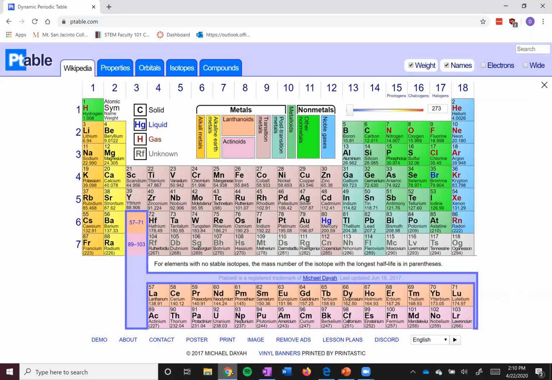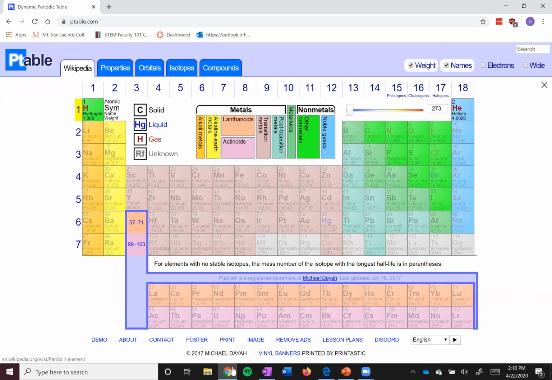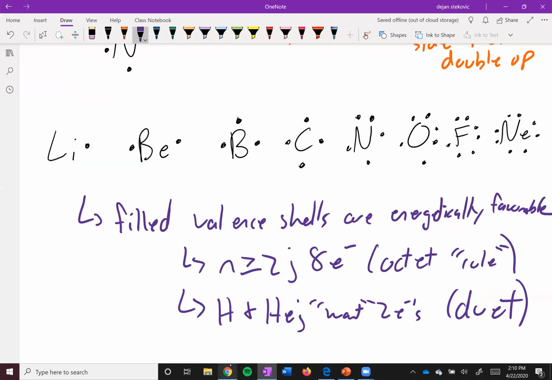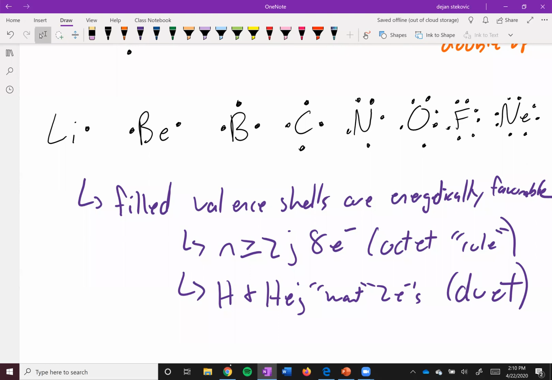Another thing you have to realize is like lithium has 1 valence electron. So if it loses 1 electron, it has a filled valence shell. In this case, just 2 electrons. Same thing, sodium. If sodium loses an electron to become Na+, it has a filled valence shell, this time an octet. So filled valence shells, energetically favorable.